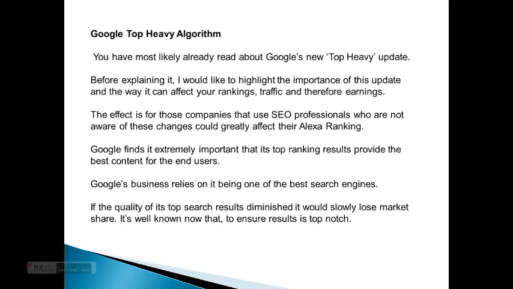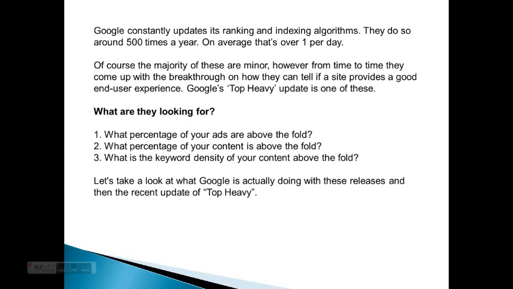And it's well known that to ensure the results are top notch, Google constantly updates its ranking and indexing algorithms. They do so around 500 times a year, so on the average that's over one per day. Of course, the majority of these are minor. However, from time to time, they come up with a breakthrough on how they can tell if a site provides a good end user experience. Google's top-heavy update is one of these.